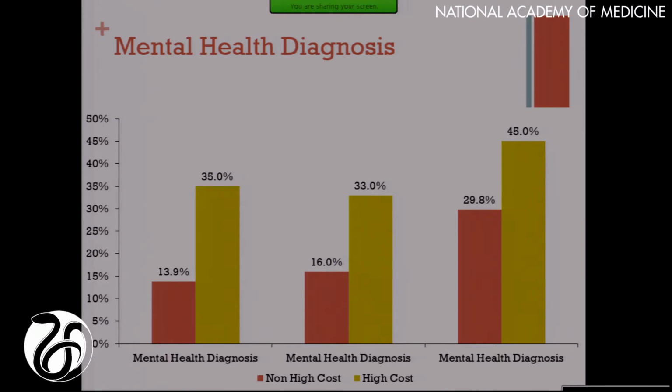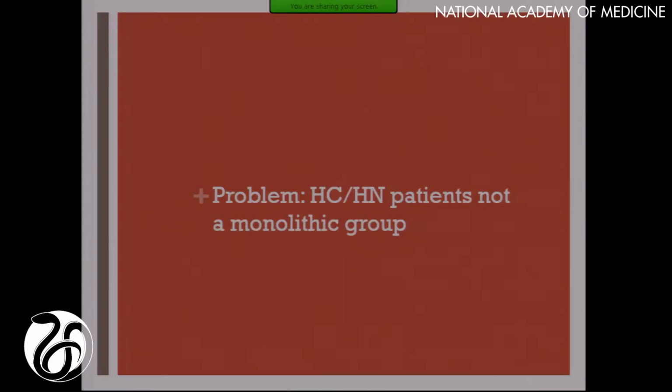Jerry alluded to this from his analysis, and we've seen this in a lot of other work. I'm not going to say more about this now, but we'll come back to it. So the problem you've heard about over and over again is that none of these are monolithic groups, right? Not within Medicare, not within the commercially insured, not among the duals.